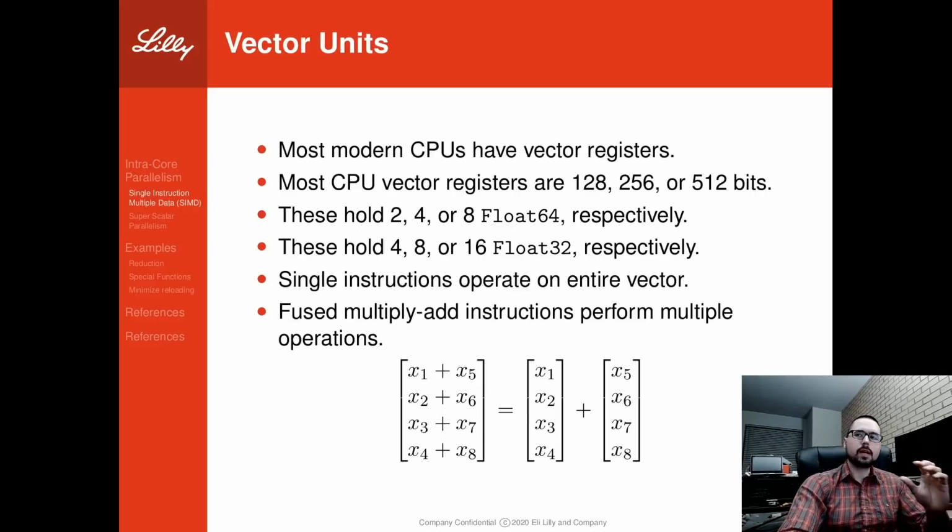Modern CPUs, most of them, have vector registers with 128, 256, or 512 bits being particularly common. What this means is that a 512-bit vector, for example, can hold 8 Float64 or 16 Float32. So a single instruction operating on these vectors, for example an add instruction, will be adding 8 Float64s or 16 Float32s. So you're doing a tremendous amount of work per instruction.